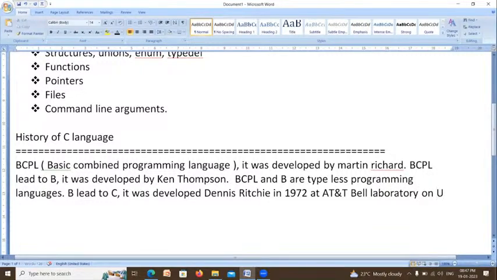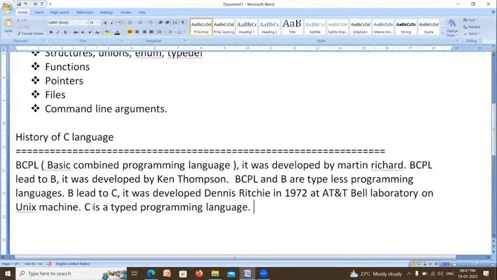On a computer which is having Unix operating system, on Unix machine. Actually, C supports data types. So C is a typed programming language.